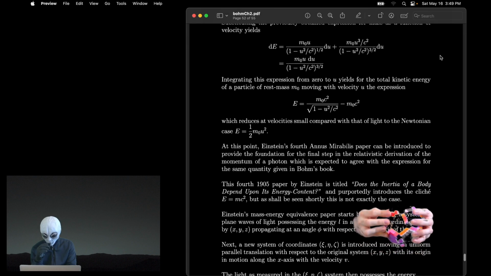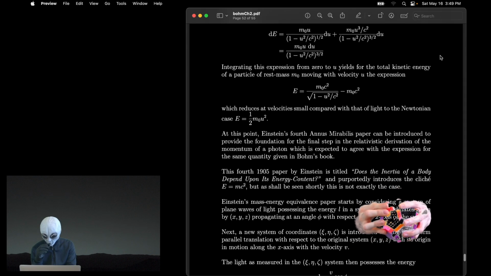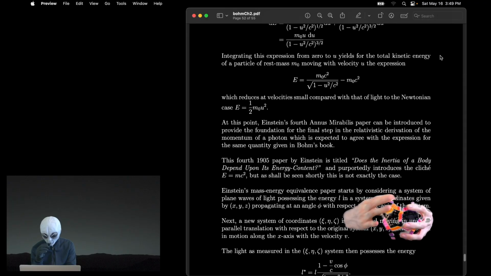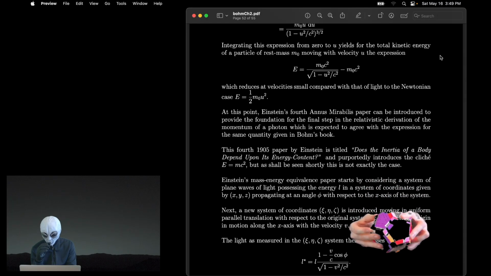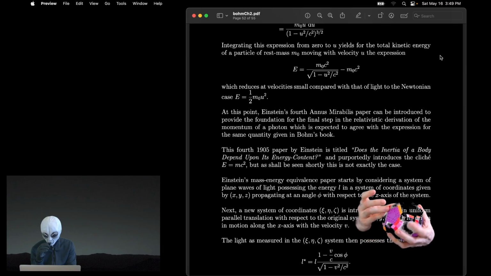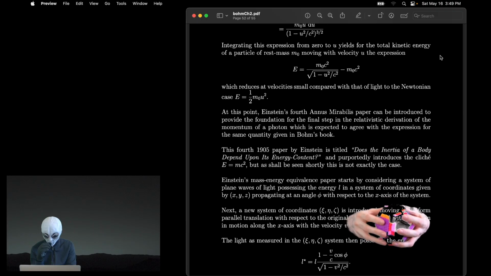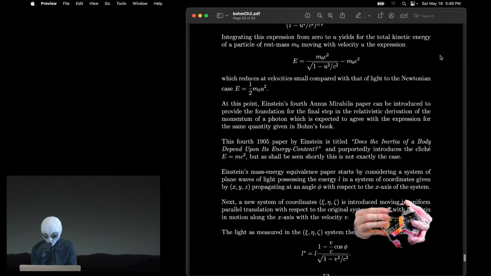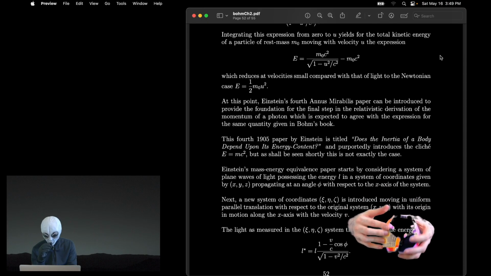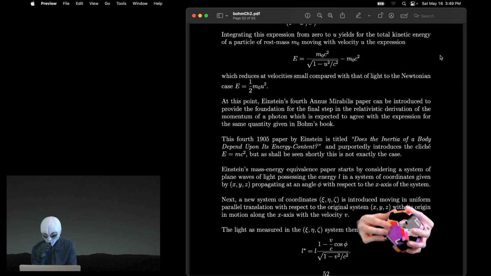Integrating this expression from 0 to u yields for the total kinetic energy of a particle of rest mass m naught moving with velocity u the expression capital E equals a fraction with a numerator of m naught times c squared all over a denominator of the square root of 1 minus u squared over c squared, and then outside the fraction minus m naught c squared, which reduces at velocities small compared with that of light to the Newtonian case, capital E equals 1/2 m naught u squared.